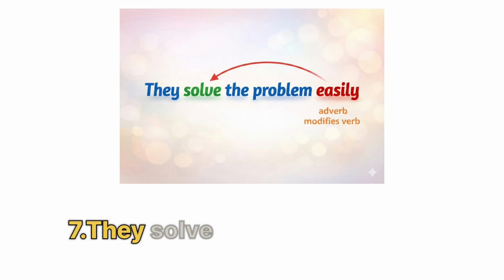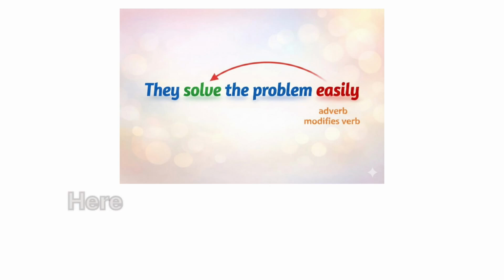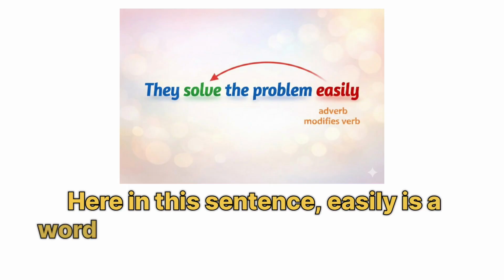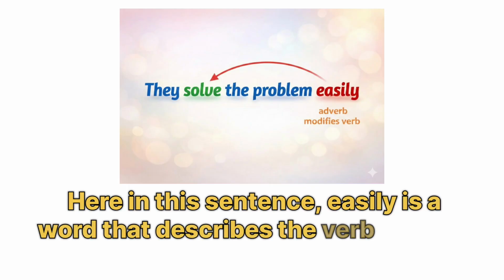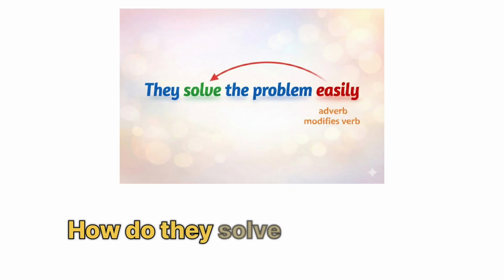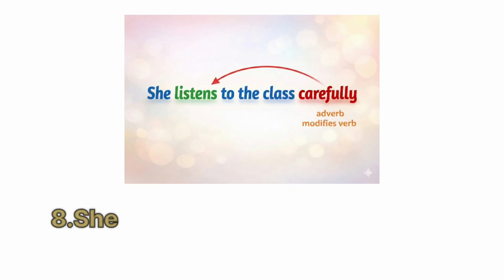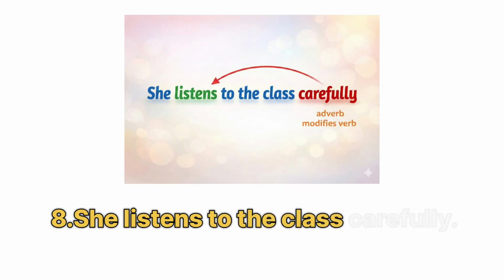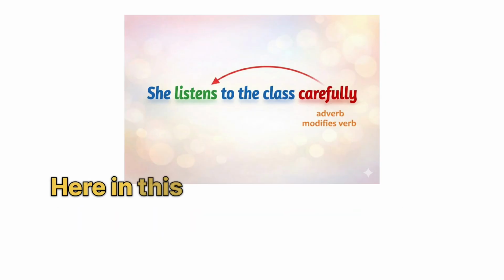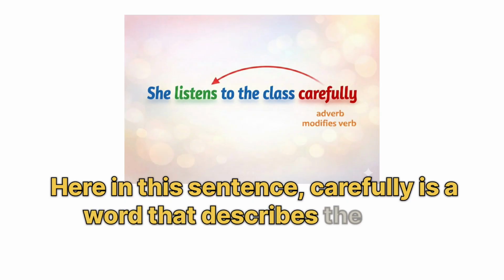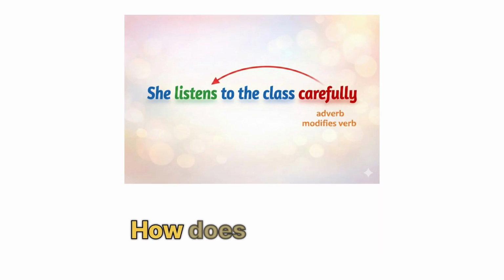They solve the problem easily. Here in this sentence, easily is a word that describes the verb solve. How do they solve the problem? They solve the problem easily. She listened to the class carefully. Here in this sentence, carefully is a word that describes the word listen. How does she listen? She listens carefully. So, carefully is an adverb.